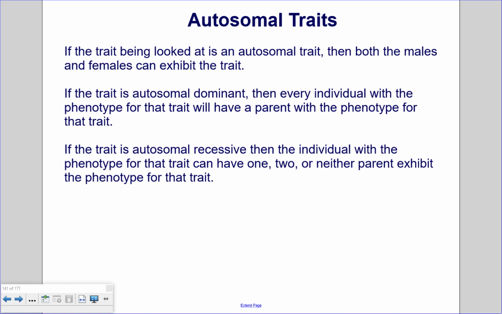Autosomal traits. If the trait being looked at is an autosomal trait, then both the males and females can exhibit the trait. It is not gender specific. If the trait is autosomal dominant, then every individual with the phenotype for that trait will have a parent with the phenotype for that trait. If the trait is autosomal recessive, then the individual with the phenotype for that trait can have one, two, or neither parent exhibit the phenotype for that trait. Refer back to those monohybrid Punnett squares for review.